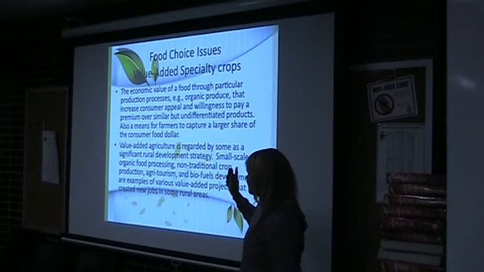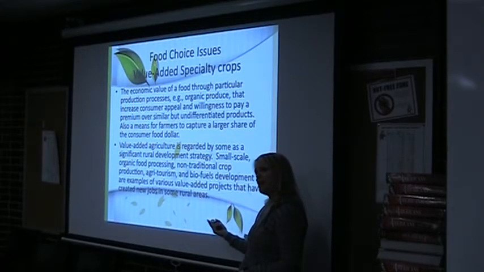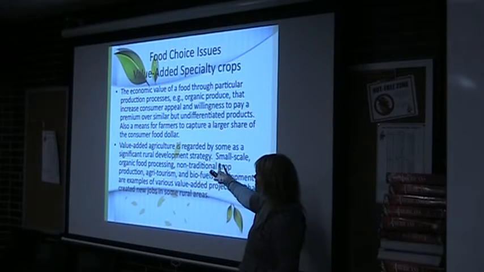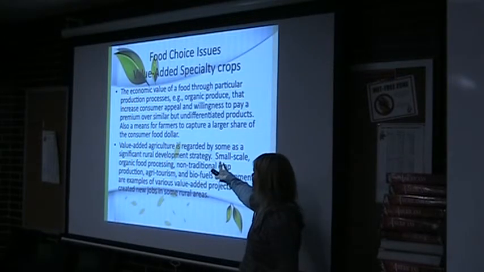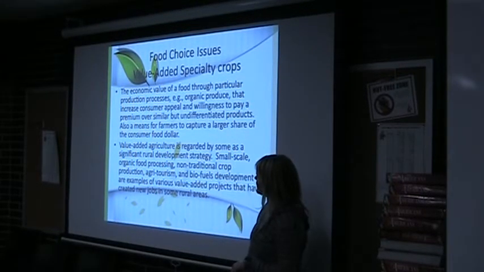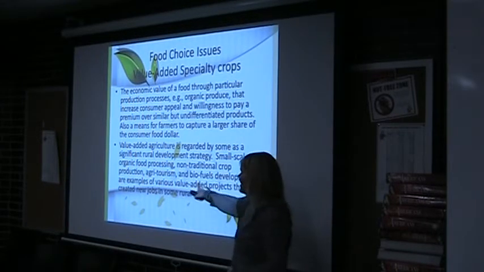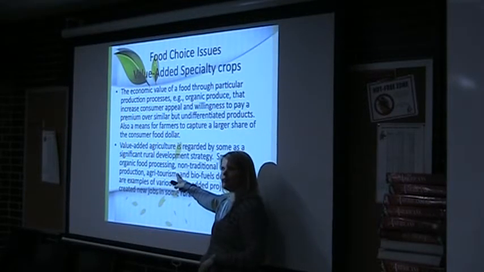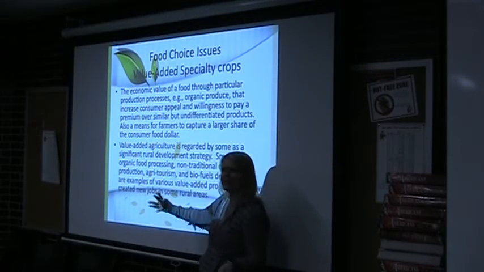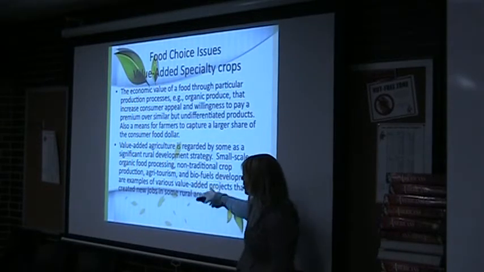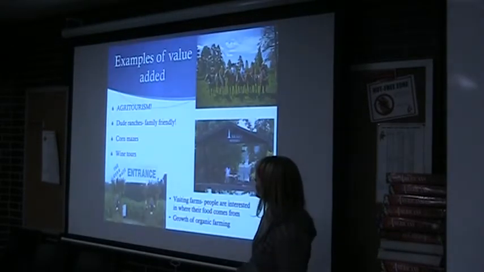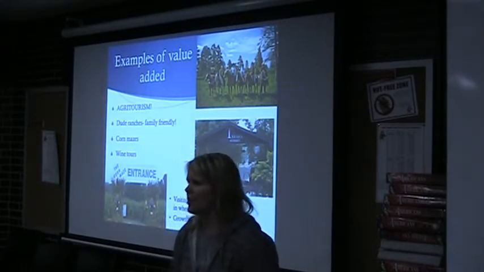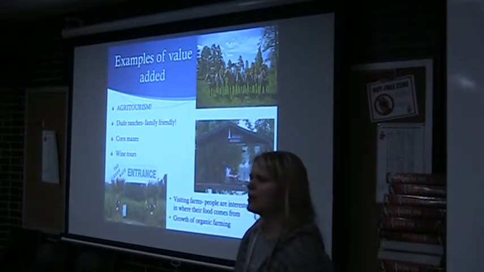All right, so it's good for people who want to have a small farm, because organic farming is difficult on a large scale. So if you want to have a small farm, organic farming could be for you. And a lot of women are getting into that, by the way. Small-scale organic food processing, non-traditional crop production, tourism. People who want to go to wineries, people who want to go to dude ranches, people who want to feel like they're out there in nature, ecotourism, right? These are all value-added projects. So here are some examples. If you're wondering what the heck value-added is, remember, it's something that people are going to pay a premium for.